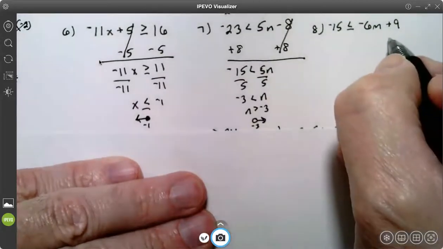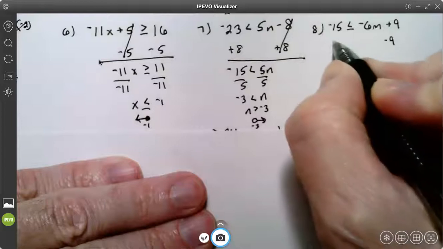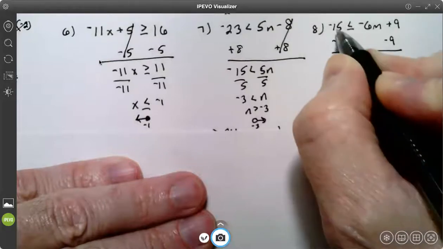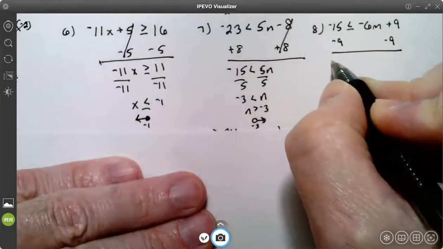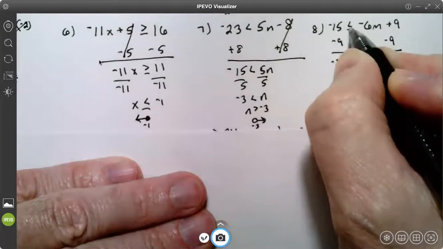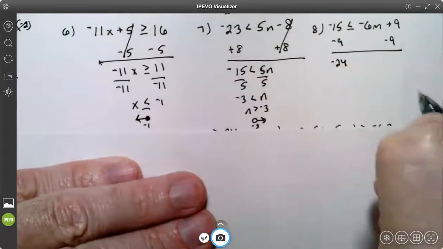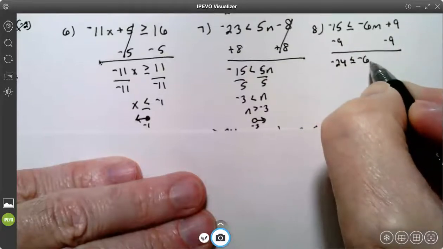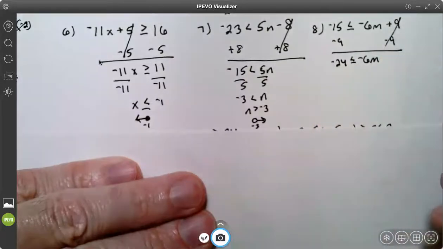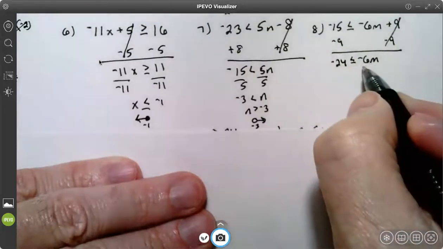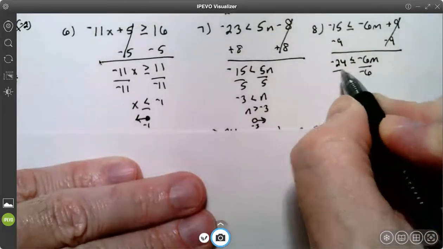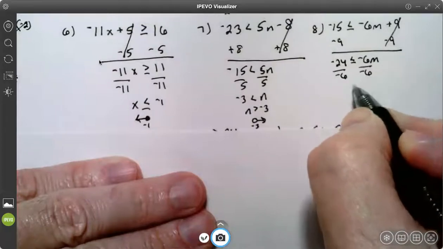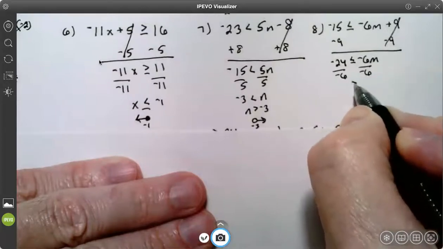On number 8, to get rid of +9, I -9 on both sides. Same sign, keep the sign and add. -24. Bring the symbol down because I didn't multiply or divide by negative. Bring down my -6m. Those cancel out. Here, to get rid of times -6, I divide by -6. Now I am dividing by negative, so I'm going to flip my sign.